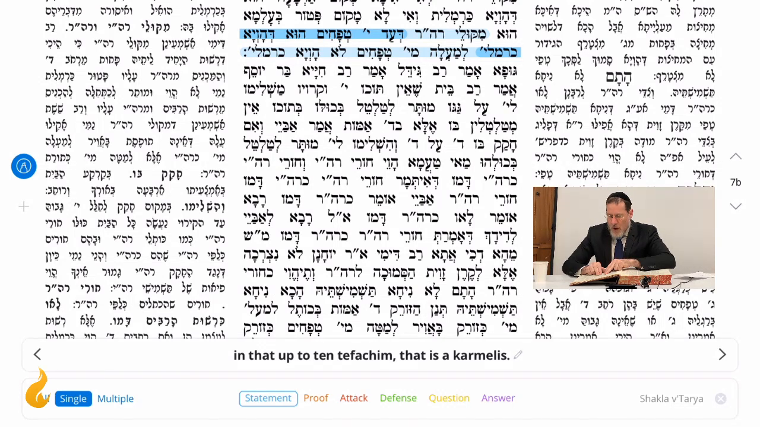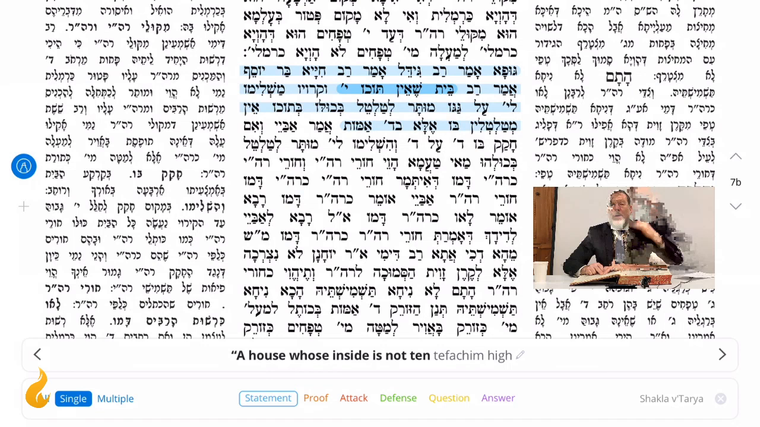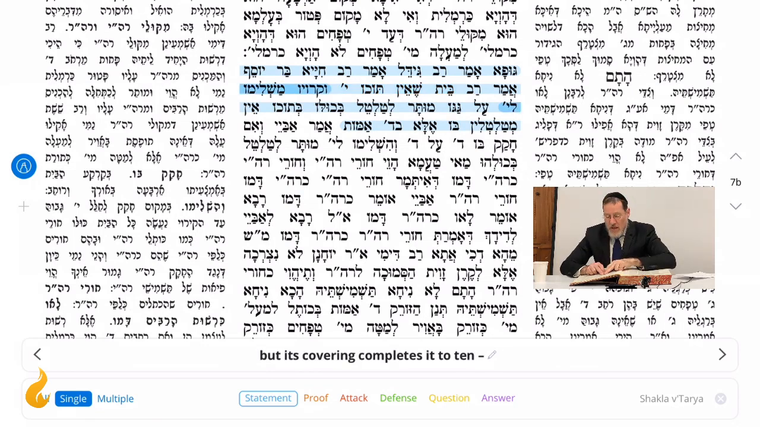Gufa we learned above: Amar Rav Gidel, amar Rav Chiya bar Yosef, amar Rav. Let's go back to the case of this very short house. If you have a house that the inside of the house, from the ground until the ceiling, doesn't have ten tfachim, but the roof, if you were to walk on the roof, from the roof until the ground you have the ten.